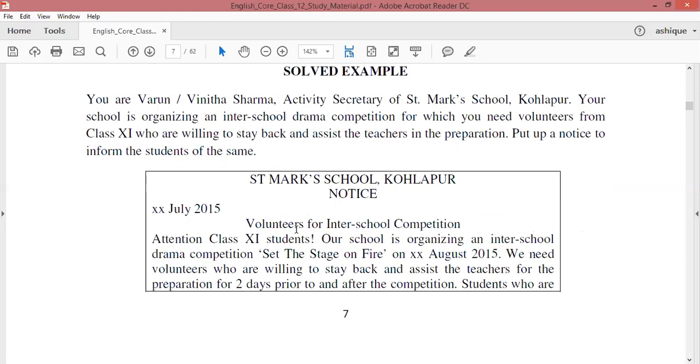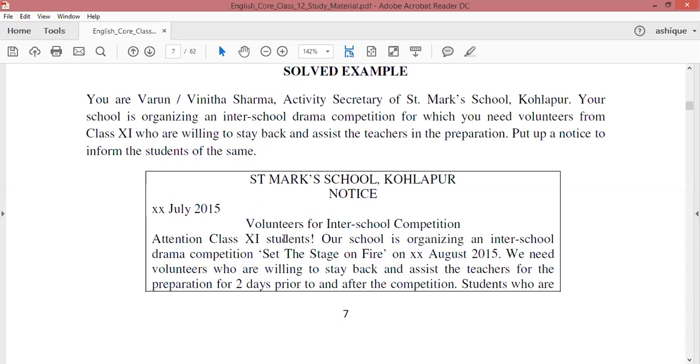You can see it. St. Mary School, Kolhapur, notice. See, spacing is missing here. You can give a spacing here, as has been mentioned. XX means date, which day, month, as the words have been written. Give a comma, then the year, it has been mentioned 2015. Leave space, it's a title or heading that has been mentioned here. Volunteers for inter-school competitions. Okay. Paragraph initiation has been done from the, see, the left alignment. Okay, proper left alignment. Attention class 11 students.